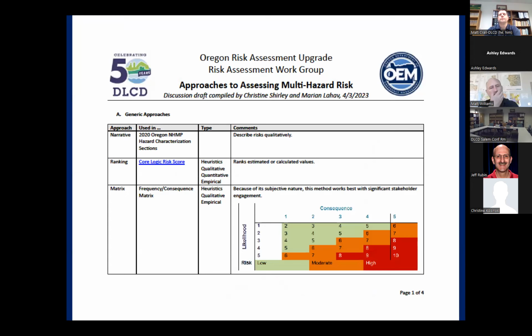So we talked last week about various ways to assess risk, and I'm just going to go through these really fast. Of course, there's qualitatively describing them. There's a ranking. You can rank things either qualitatively or quantitatively. You can use a matrix to get a two-dimensional assessment of risk. Next slide.